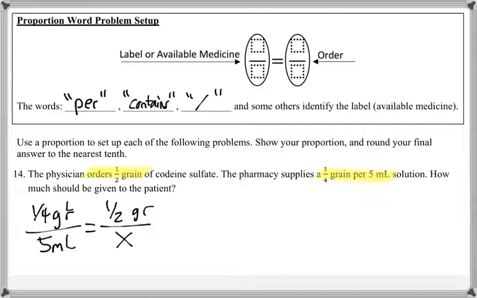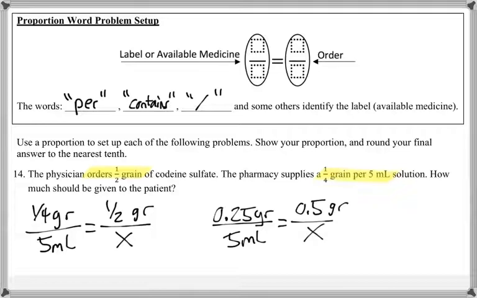Okay, so I see fractions here, and I don't want to have fractions inside of fractions, so I'm going to convert those both to decimals. So if you just take 1 divided by 4, you get 0.25, and 1 divided by 2 to get 0.5. So this is 0.25 grains over 5 milliliters is equal to 0.5 grains over X.